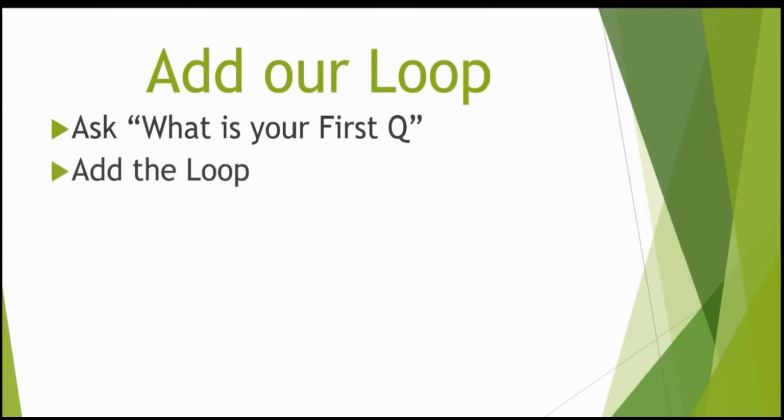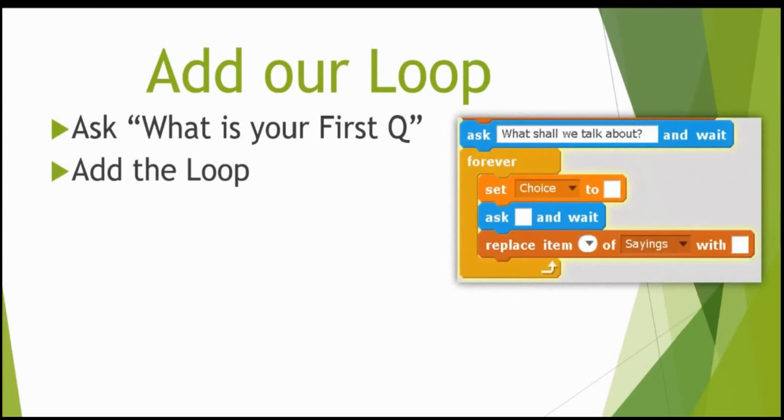Then you need to add a loop as well. So let's have a look at what the loop would look like. Well, we can use our ask block to say, what should we talk about? And then we have our forever loop. We have a variable in there called choice. We have another question block. And we can use the replace item of sayings block as well.